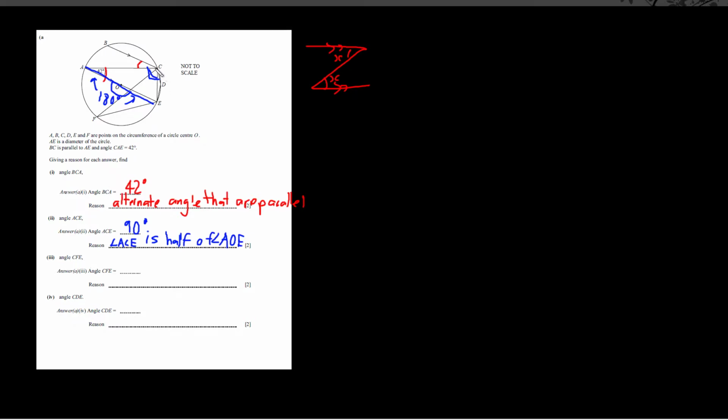Alright, now next, angle CFE. C, F and E, we are looking for this angle here. Now when we look at this angle, we should notice that it is the butterfly theory. This butterfly theory states that if this angle here is 42, then this angle would be 42 as well. So the reason would be alternate angles as well, I guess. Angles subtended by the same arc.